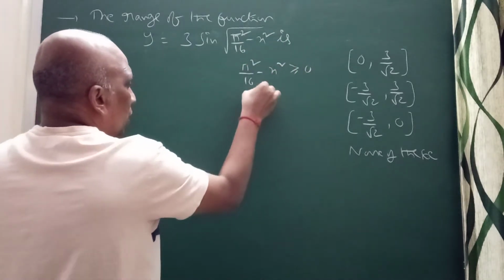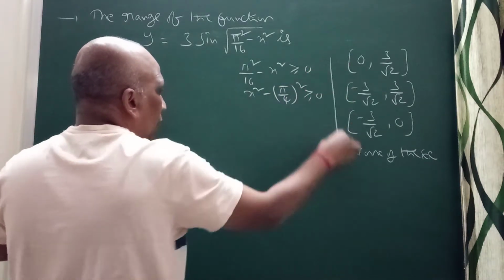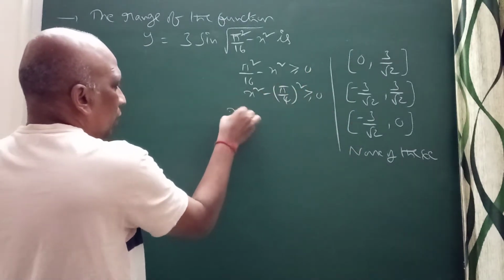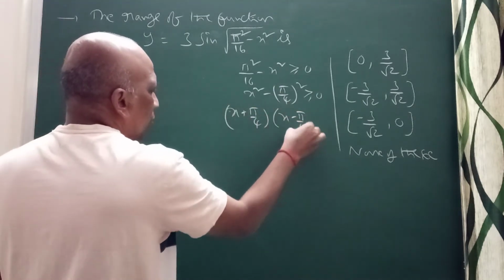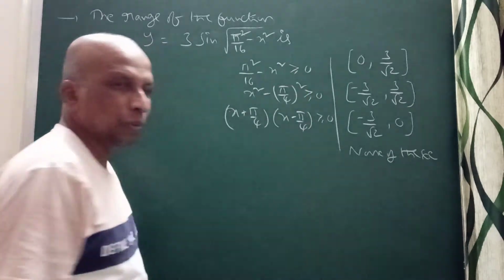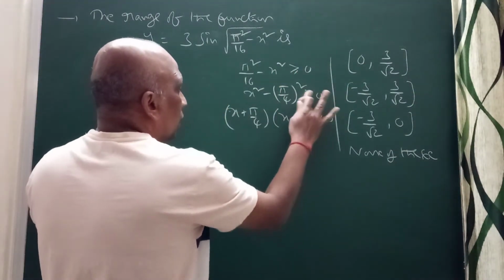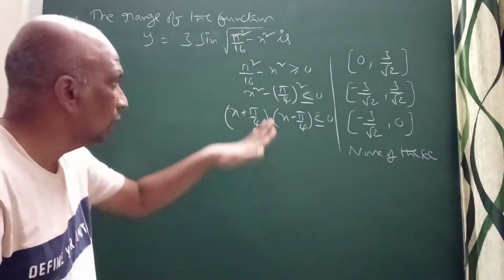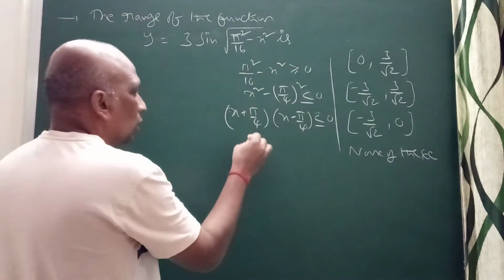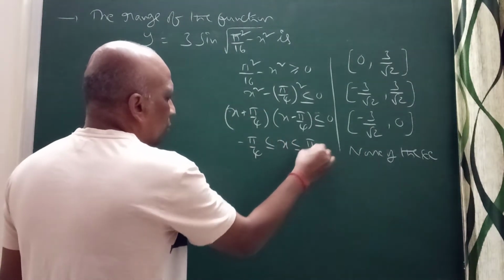Multiply with the negative. (x² − (5/4)²) ≥ 0, right? a² − b². (x + 5/4)(x − 5/4) ≥ 0, right? Sorry, when you multiply with the negative, this will become less than or equal to 0. You should be careful. Correct? Less than or equal to 0. That means x lies between these two values, so you will get −5/4 ≤ x ≤ 5/4.